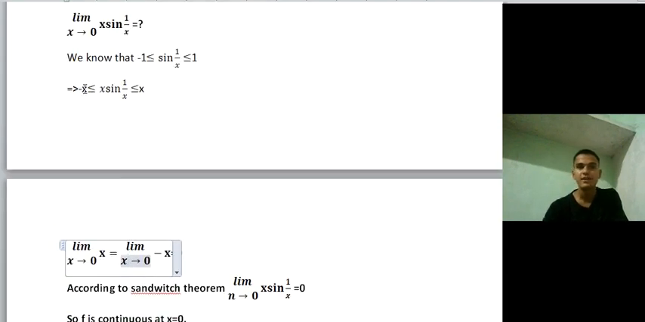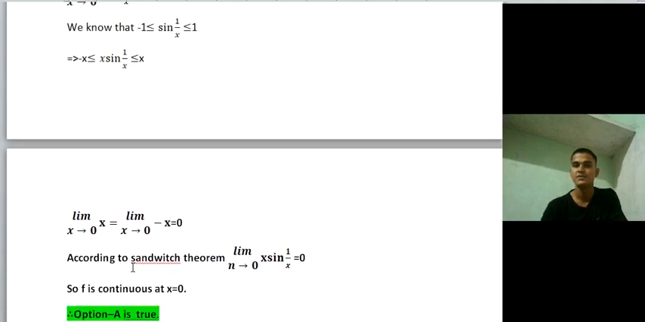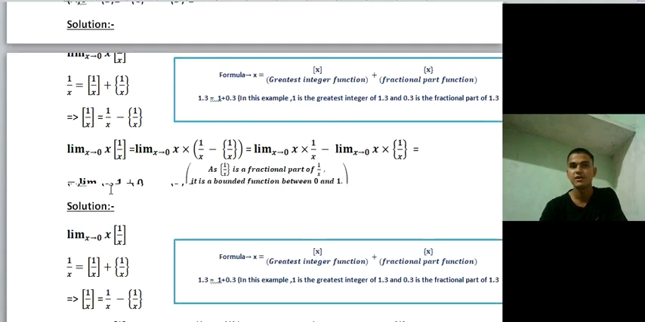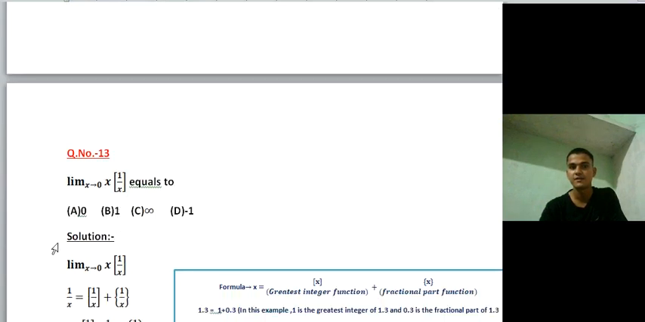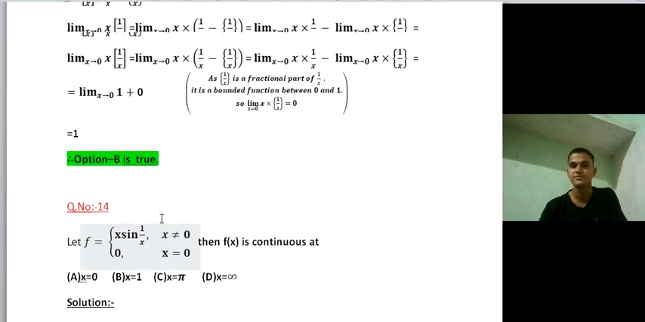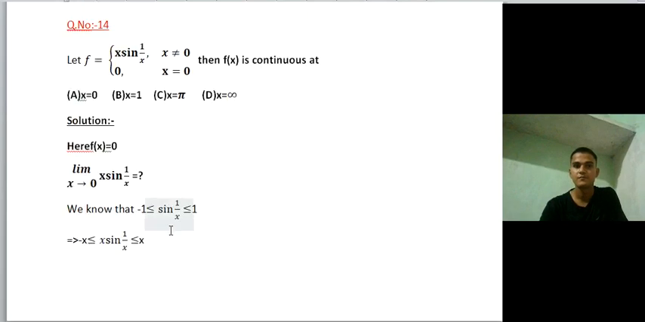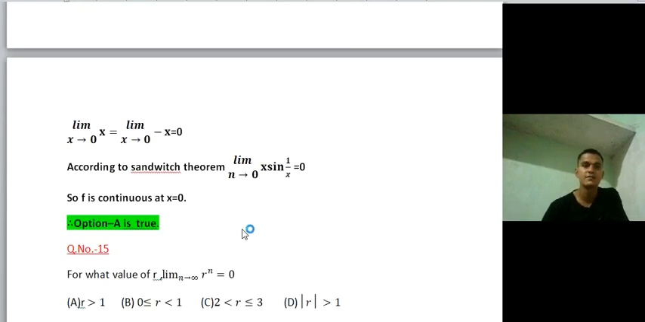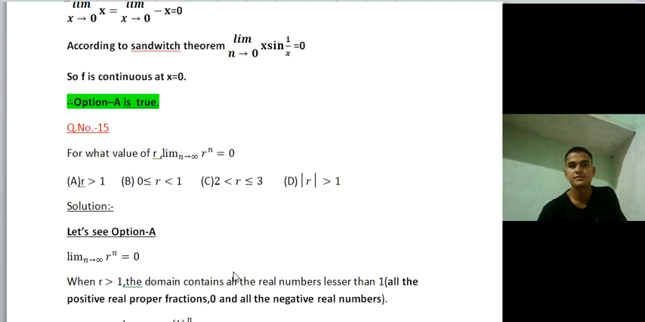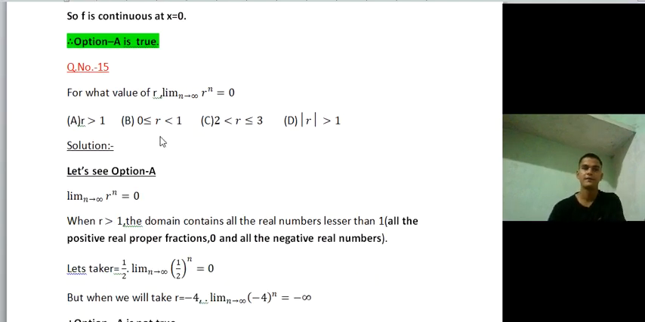Okay. So the limit of x and the limit of minus x at x equal to 0 will be 0. So the limit of this will also be equal to 0. So option A is true. At x equal to 0, the function is continuous. Then we'll go to question number 15.